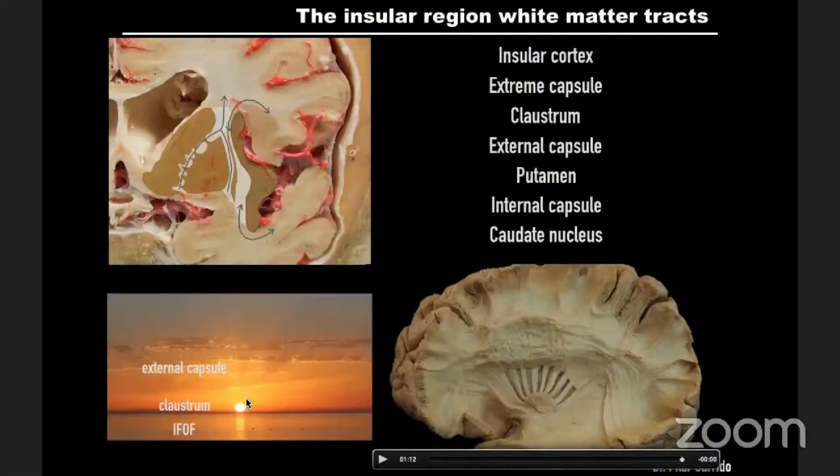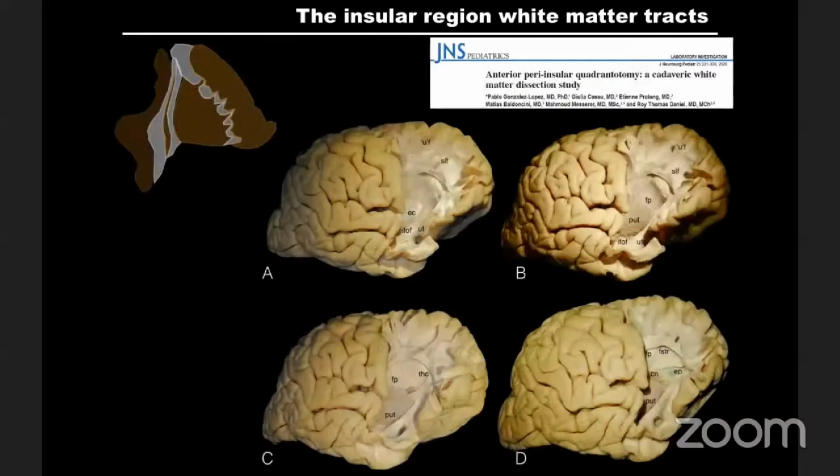And this always reminds me of the sun. I live near the beach, so I always try to identify the IFOF as the horizon line in the sea, the claustrum as the sun itself, and the radiations of the sun, which are represented by the external capsule.